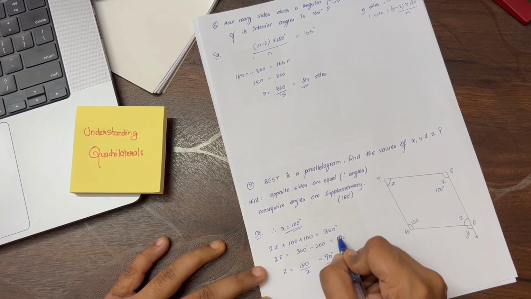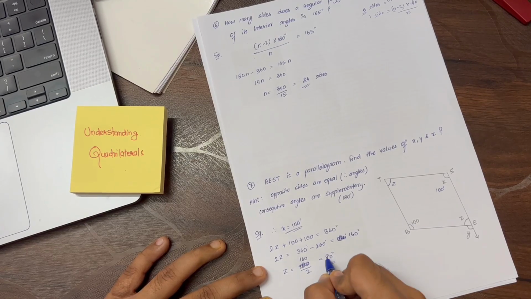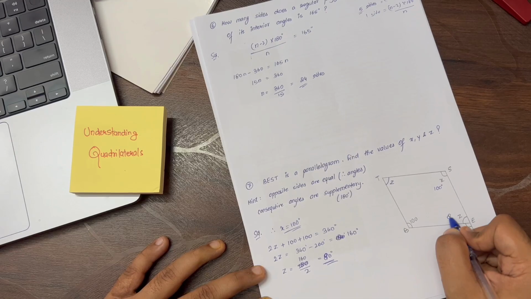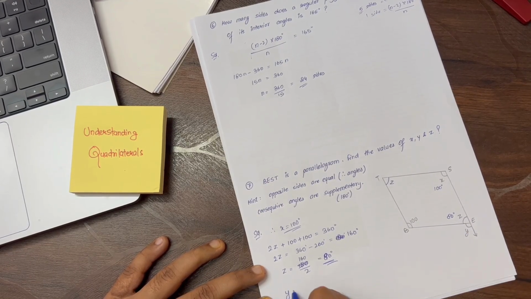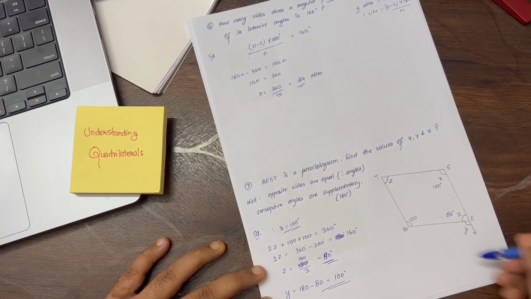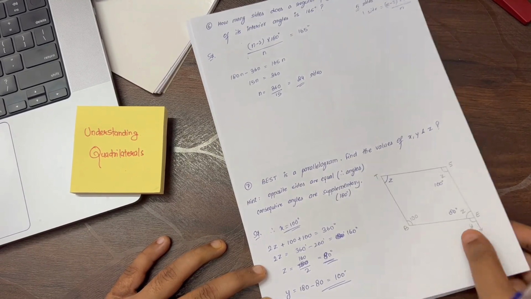Sorry, this is 160 degrees. So we got z as 160 divided by 2, which is 80 degrees. And if z is equal to 80 degrees, then y will be equal to 180 minus 80, which is equal to 100 degrees. Correct? Because this is a straight line and the angle in a straight line is 180 degrees. So this is the question.